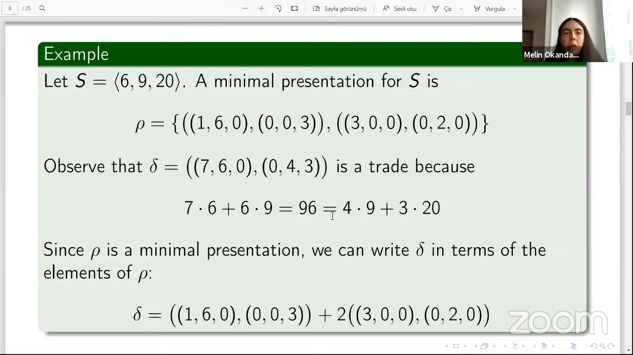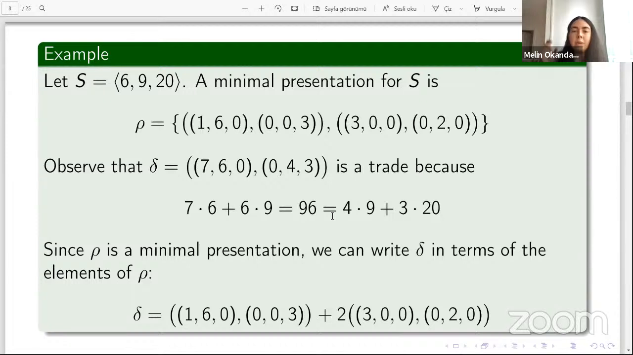This means multiply 6 with 0, multiply 9 with 4, multiply 20 with 3, and then sum these all together. Well, this means 36 plus 60. Well, this again gives 96. But then by the definition, this is a trait because there are two different factorizations giving the same element. Well, now, we know that rho is a minimal presentation. This means that we can write delta in terms of the elements of rho. Well, how can we do that? I have described the way below.